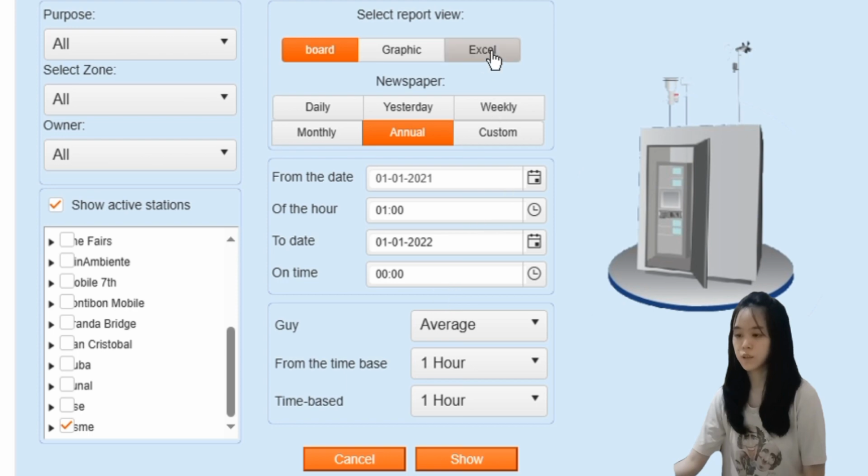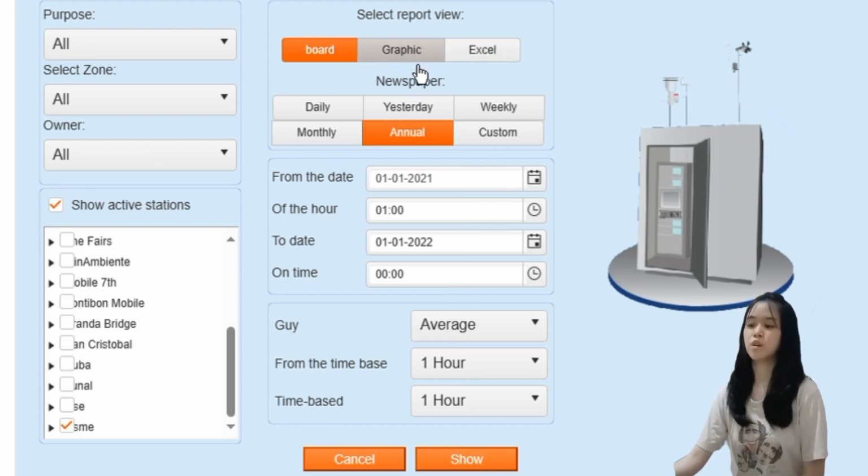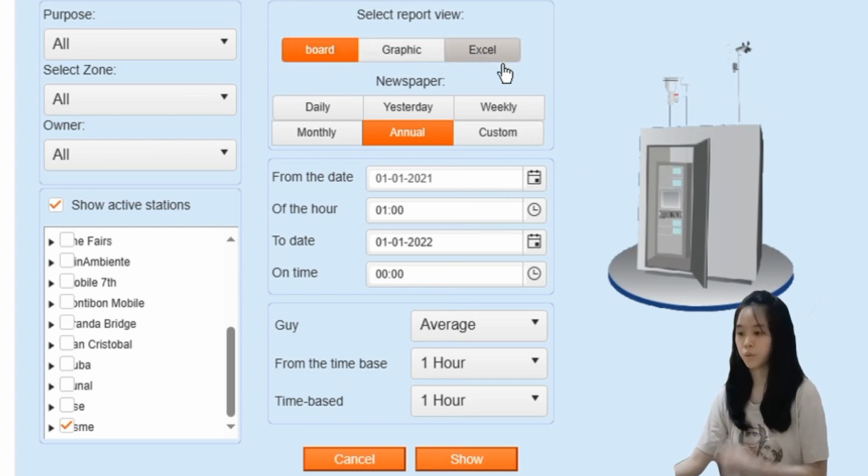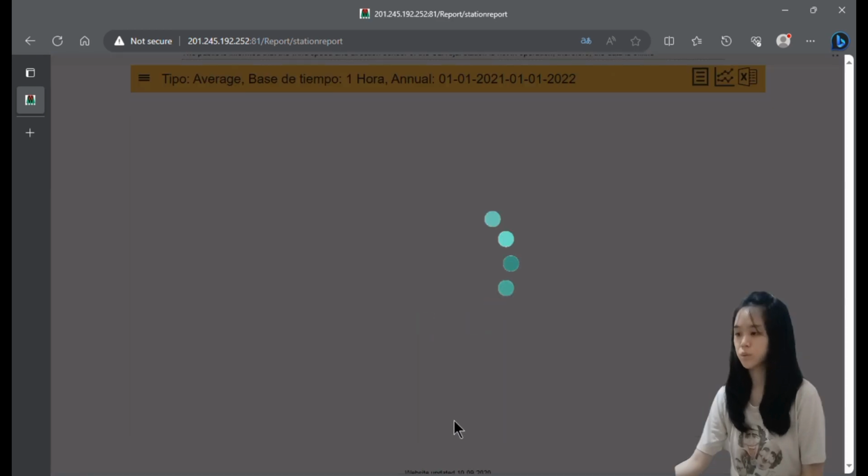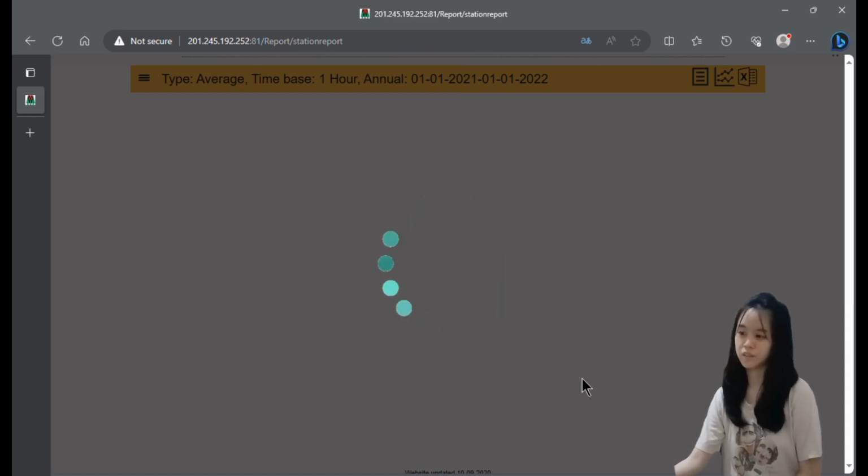And then for the report view, you can just click the Excel to get it right away, but I want to show you a little bit about the data. So I'm going to choose the default report. And then you can just click show. In Spanish, it would be mostrar. I don't know if I pronounce it correctly, but yeah.